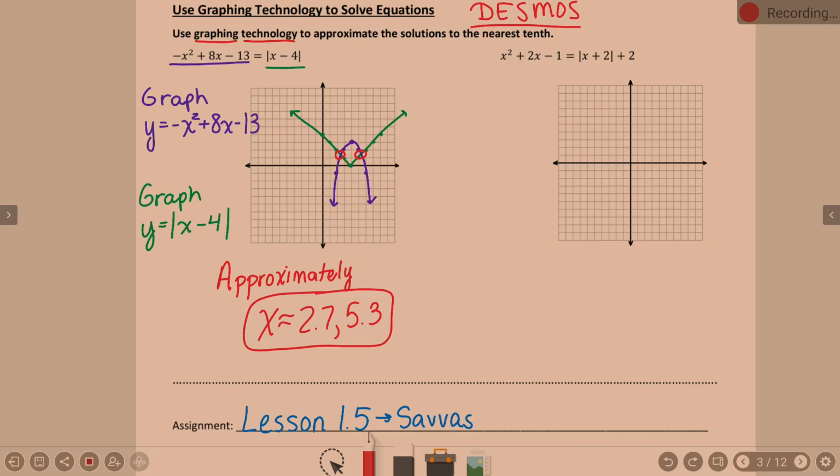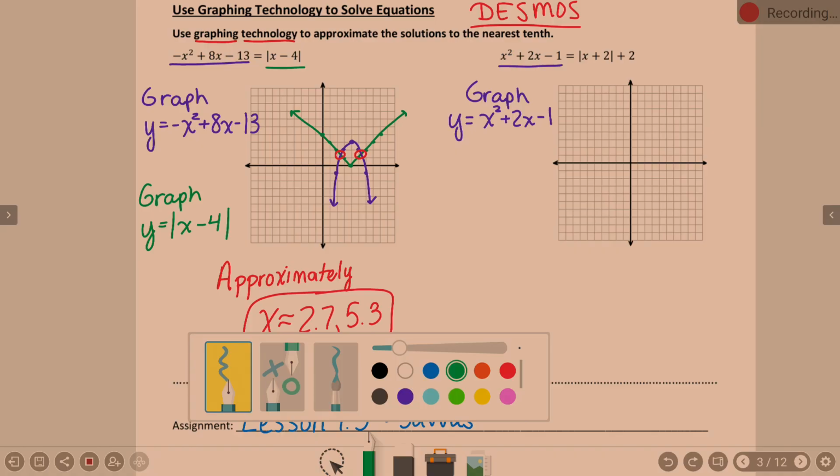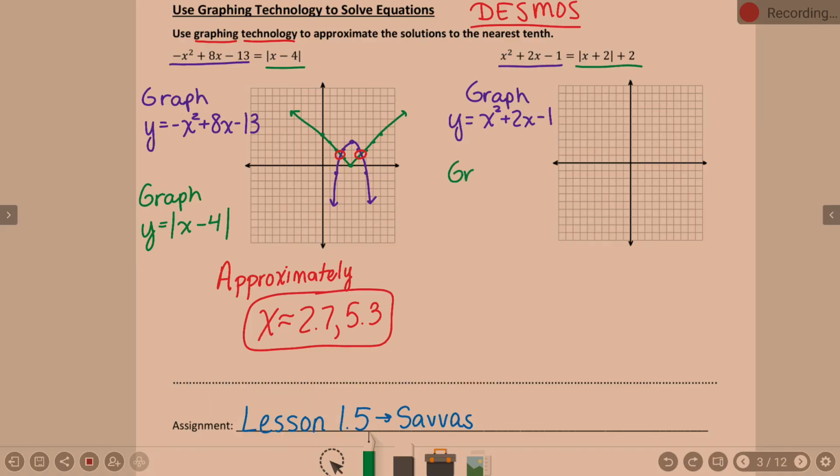Okay. The other example would be doing the same thing, where you would be graphing the left, y equals x squared plus 2x minus 1, and you would be graphing the right, which is y equals absolute value of x plus 2 plus 2. Realizing that's not x plus 4, is it? You can't add across the absolute value pieces there. And it'd be the same thing, looking for those intersection points.